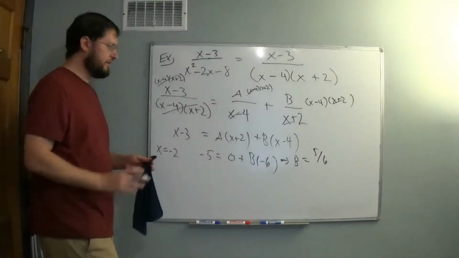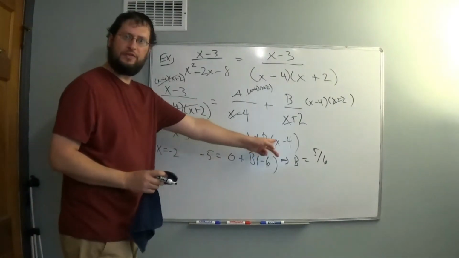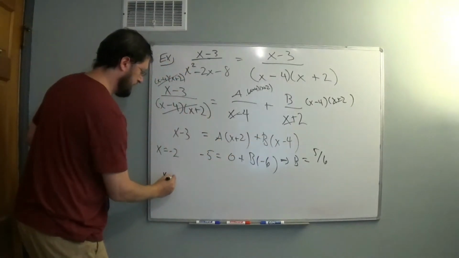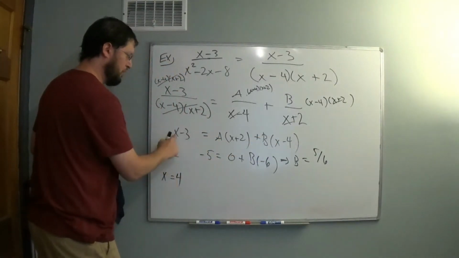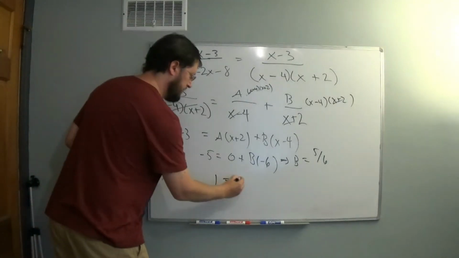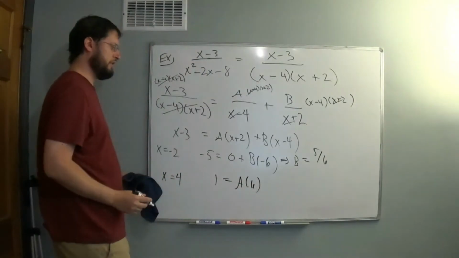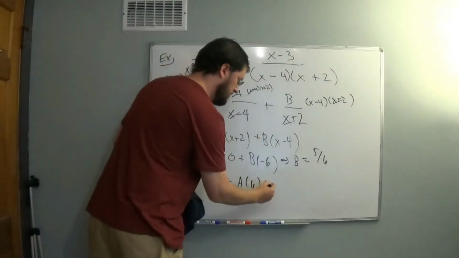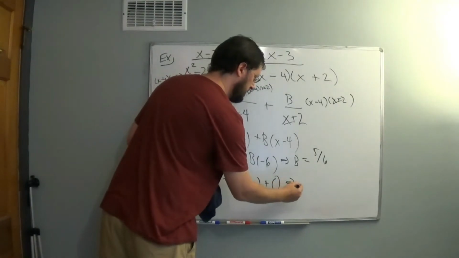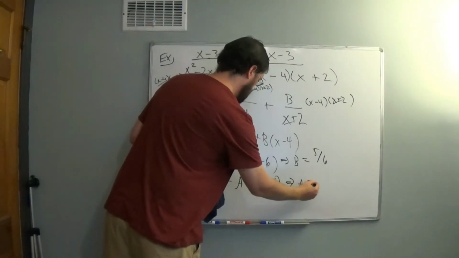Our other choice for x will be putting 4 in so that this term will go away. So if x is equal to 4, then 4 minus 3 is 1. And this is a times 6 plus b times 0, which tells me that a is equal to 1/6.